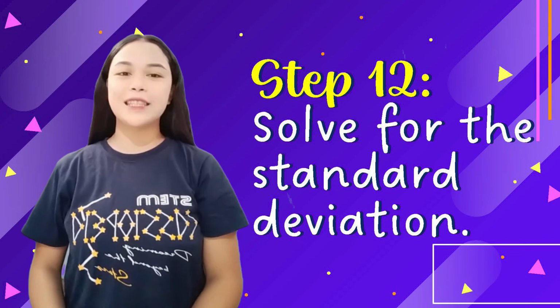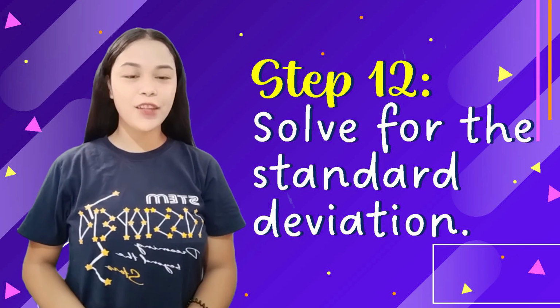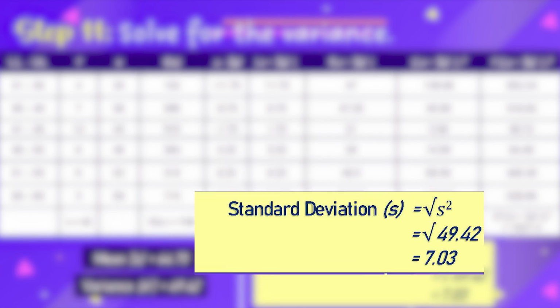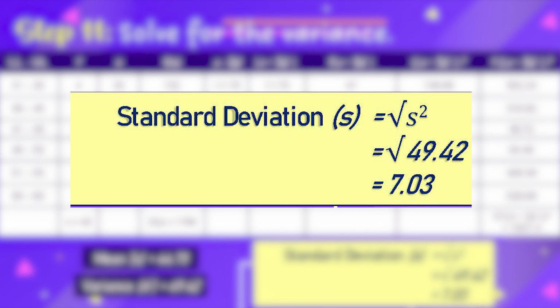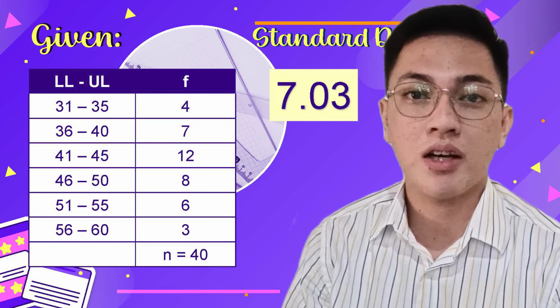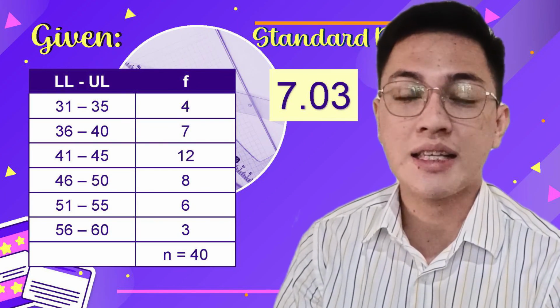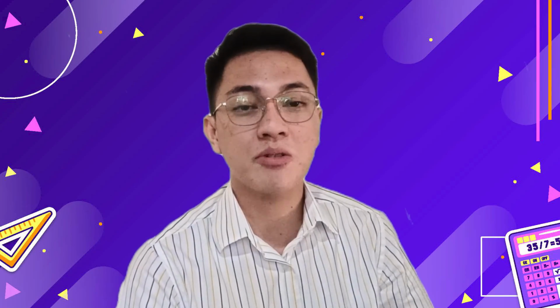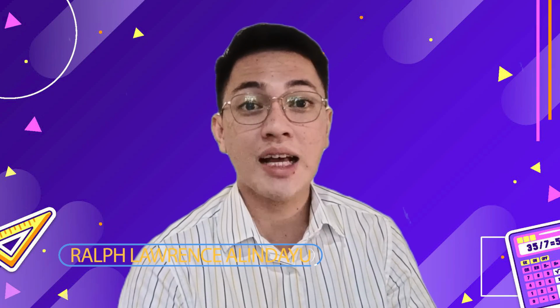For the last step, step number 12, solve for the standard deviation. The formula we are going to use is S equals the square root of S squared, our variance, which is the square root of 49.42 equals 7.03. After doing the 12 steps, we have now arrived at the answer 7.03 as the standard deviation of the given group data.